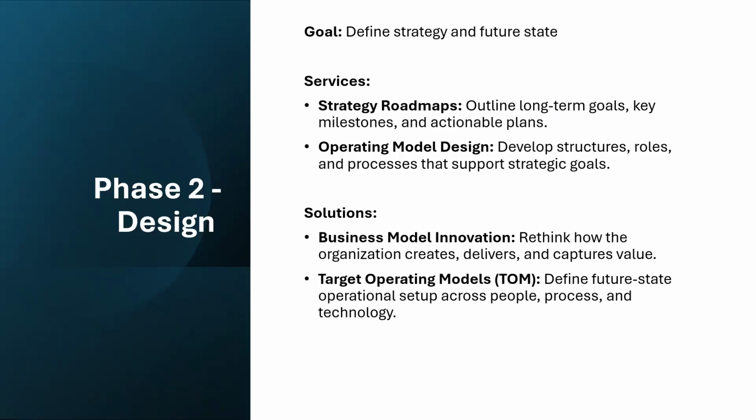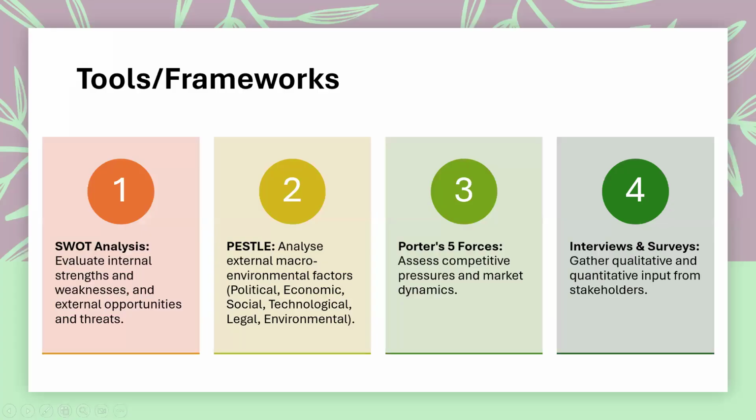Okay? Business solutions, business model innovation. Rethink how the client can create, recreate, and deliver value. How can they achieve where they are going? Those are the solutions that we give them. And a tool that we use, a very powerful tool, is called a target operating model. Define the future state where the client wants to be, in terms of their operation, their people, their processes, and technology. So phase 2 is designing how to go from A to B.